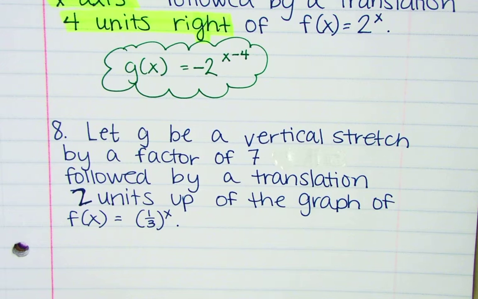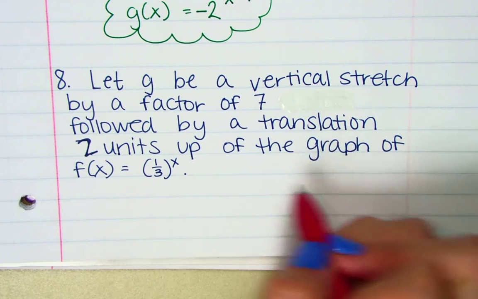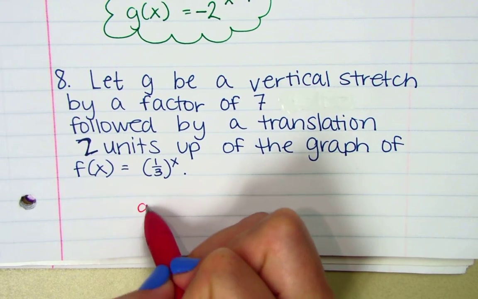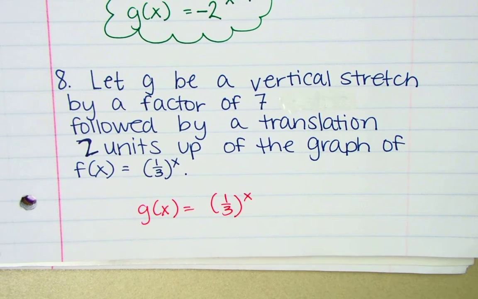Okay, G is a vertical stretch by a factor of 7 followed by a translation 2 units up of the graph of f of x equals 1/3 to the x power. Okay, what do we have to start with? All right, g of x and then the 1/3, right? We're going to start with what they gave us already. It's g of x, and we know the 1/3 to the x power is already in it. Start with the one they gave us, then we'll go in order of the problem.